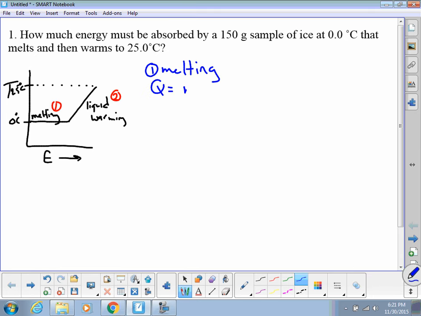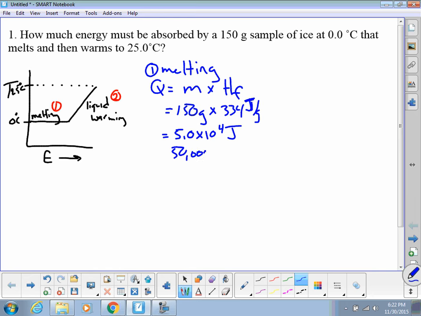And for that, I'm going to use the equation, the energy equals the mass times the heat of fusion. And that's 150 grams times 334 joules per gram. So we're talking about solid water. And so that energy to the right number of sig figs comes out to 5.0 times 10 to the 4th joules. In other words, 50,000 joules. I write it in scientific notation because to get it to 2 sig figs and show that it's in 2 sig figs, we'd have to have it in scientific notation.